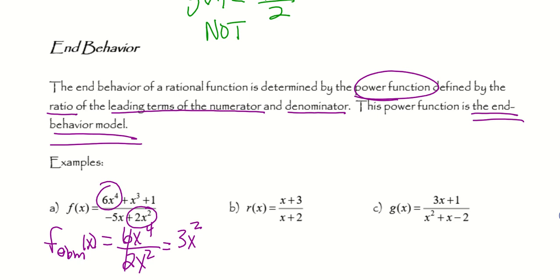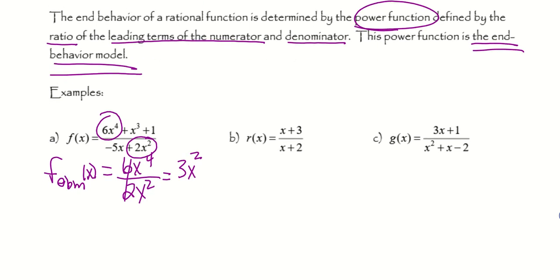So my end behavior model is 3x squared, and we know that the graph of that end behavior model would be an upward facing parabola, which tells us that the end behavior is positive infinity, or up to the left, and positive infinity, or up to the right. So again, I don't know what the graph looks like in the middle based just on that, but I do know at the ends it's going to be going up on both sides.